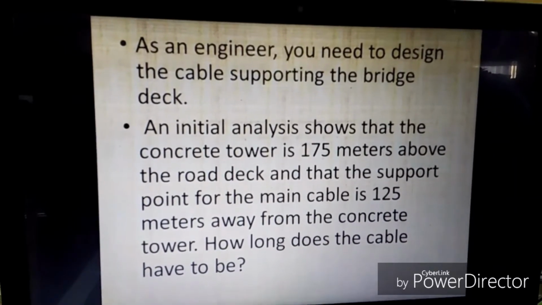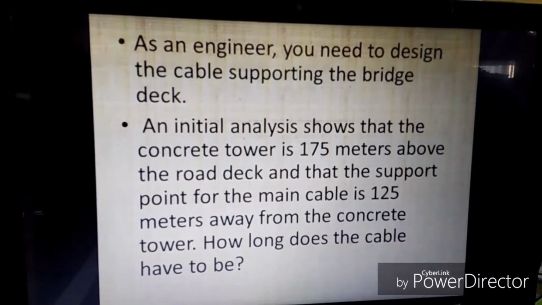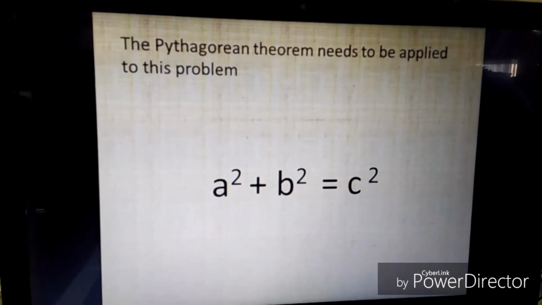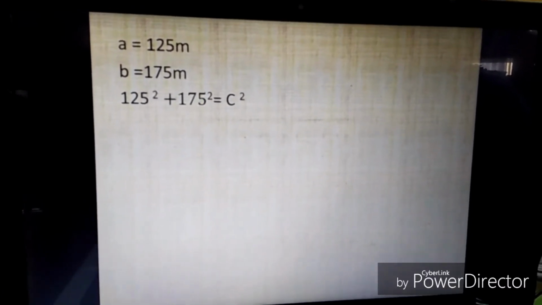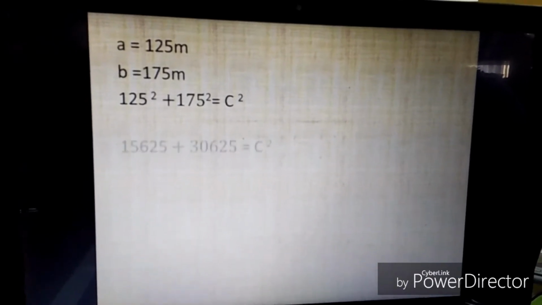In order to know how long the cable is, we need to use the Pythagorean theorem, which is a squared plus b squared is equal to c squared. Our a here is 125 meters, which is the support point for the main cable, and our b is 175 meters, which is the concrete tower. So 125 squared plus 175 squared is equal to c squared.